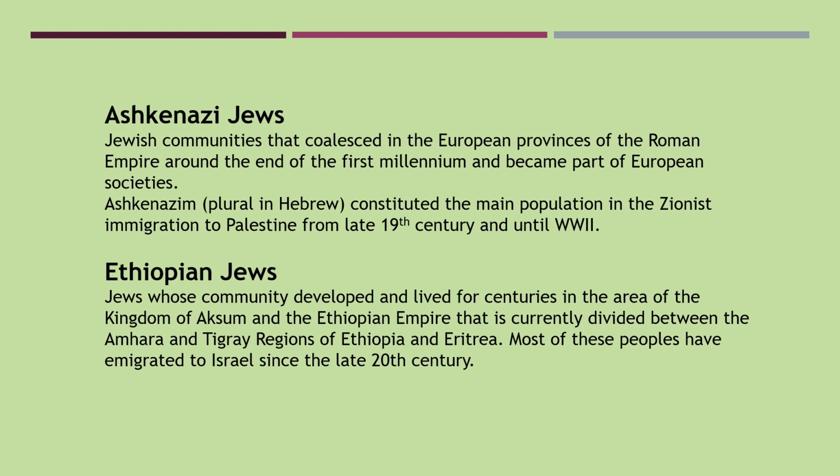Now, the third group is the Ethiopian Jews. These are Jews that have been disconnected from most other Jewish communities for more than 2,000 years. These are communities that evolved in what is today Ethiopia and Eritrea, and only in the late 20th century did these communities begin to emigrate to Israel after its establishment in 1948. So we have the Oriental or the Arab Jews formed by the Sephardim, the Maghrebim, and the Mizrahim, but today many people call these three groups together the Mizrahi Jews, the Oriental or Eastern Jews, and then we have the Ashkenazi Jews and the Ethiopian Jews.